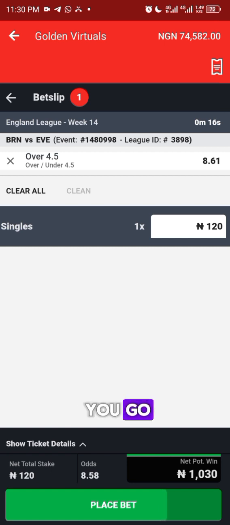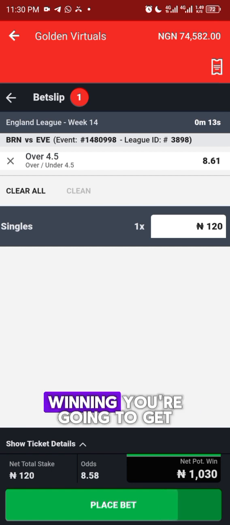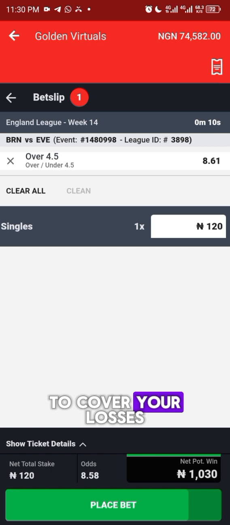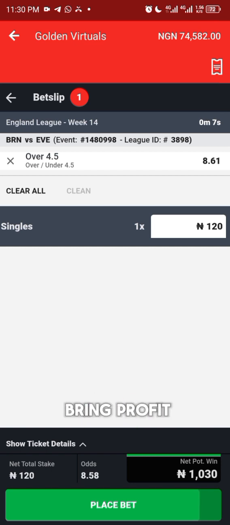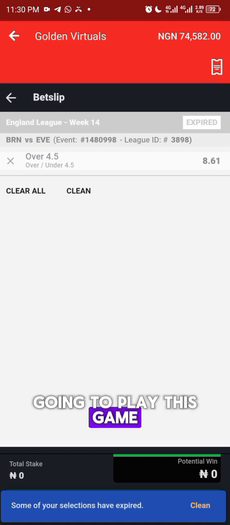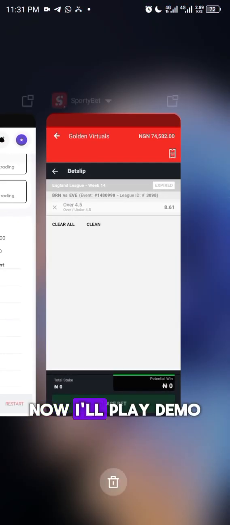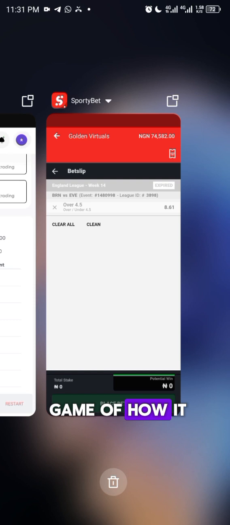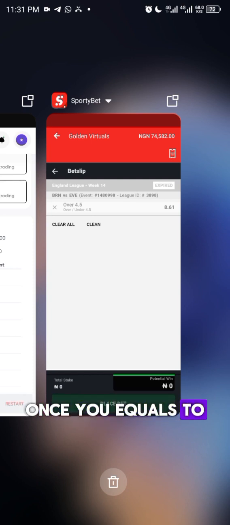So the higher you go, the more winning you're going to get, and your winning is going to cover your losses, and it's going to also bring profit. And the higher you go, the higher profit you're going to make. So yes, I'm not going to play this game. I just showed you this for a demo. Now I'll play a demo game of how it looks like. The next screen, you see someone who played the game, a screen record of a game played, and how the first guy kept playing until he got to a win.